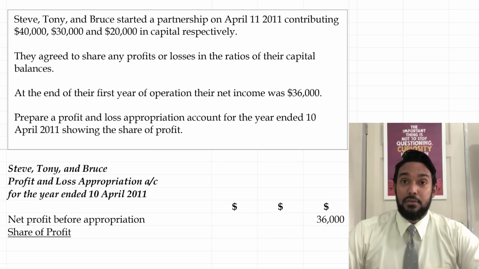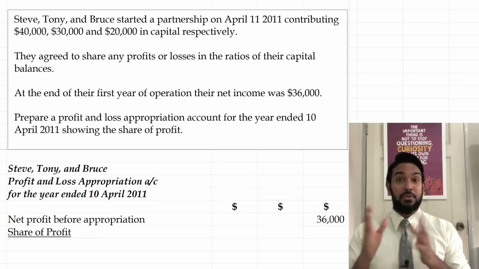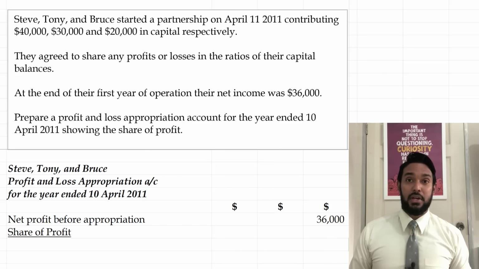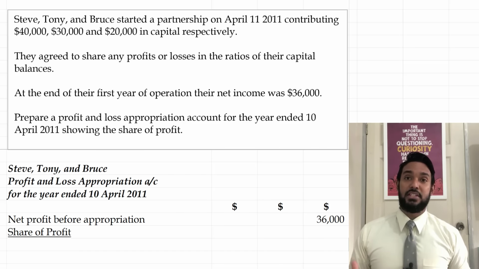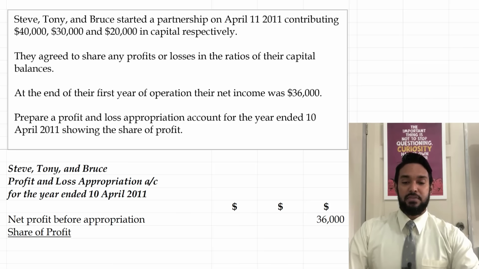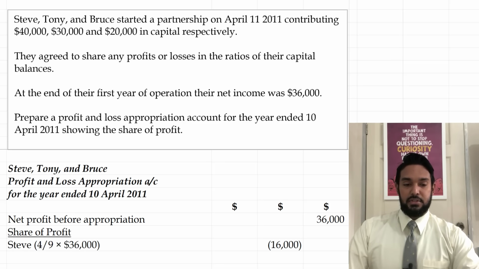We add them together, 40, 30, and 20 is 90, and we put each of those values over the 90. And guess what we could do with all those zeros? Cancel them. So all we're going to have is a 4 to 3 to 2 ratio. 4 and 3 and 2 is 9, so it's a 4 ninths, 3 ninths, and 2 ninths split. Let's take a look. So Steve gets 4 ninths, which is 16,000 here. Tony gets 3 ninths, which is a third, and Bruce gets 2 ninths.